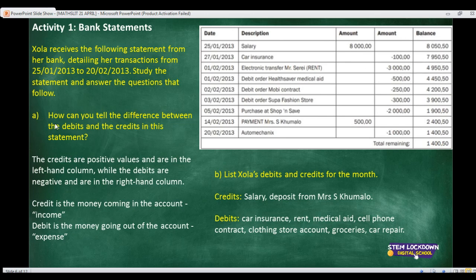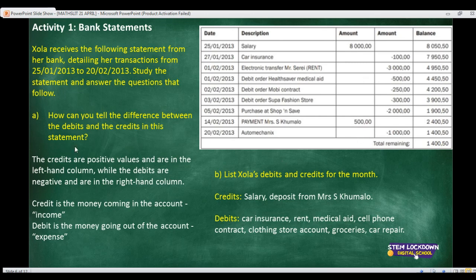So going on to question 1A, how can you tell the difference between the debits and the credits in this statement? We'll see two columns. Remember the amounts, two amounts here. One of them is the debits and one of them is the credits. But how do you see which one is the debits and which one is the credits?